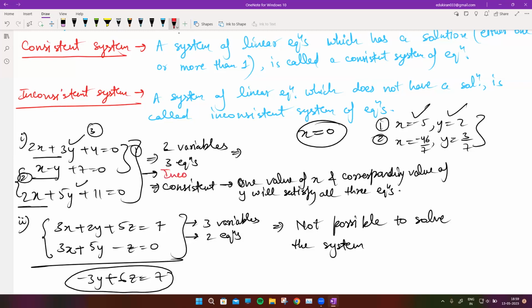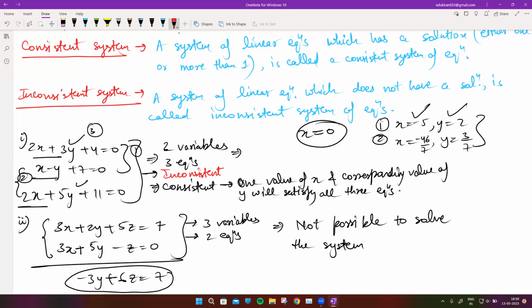inconsistent. But definitely we can solve them, and there may be a situation in which a value of x and y will satisfy all the three equations, right? So in these cases, when the number of variables is less and the number of equations is more, you can definitely solve them, but you have to check whether a solution exists for all those equations or not. But in the cases when variables are more and equations are less, right, it means that you can't solve that system. Don't waste your energy to solve that system.